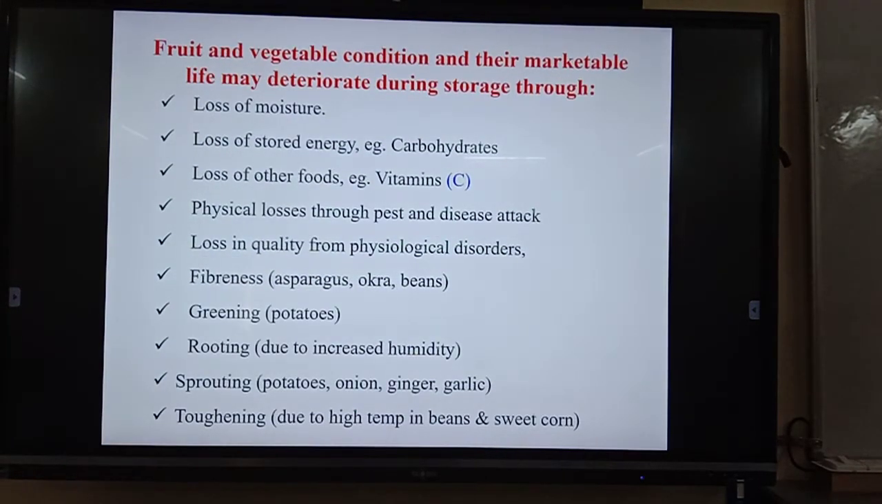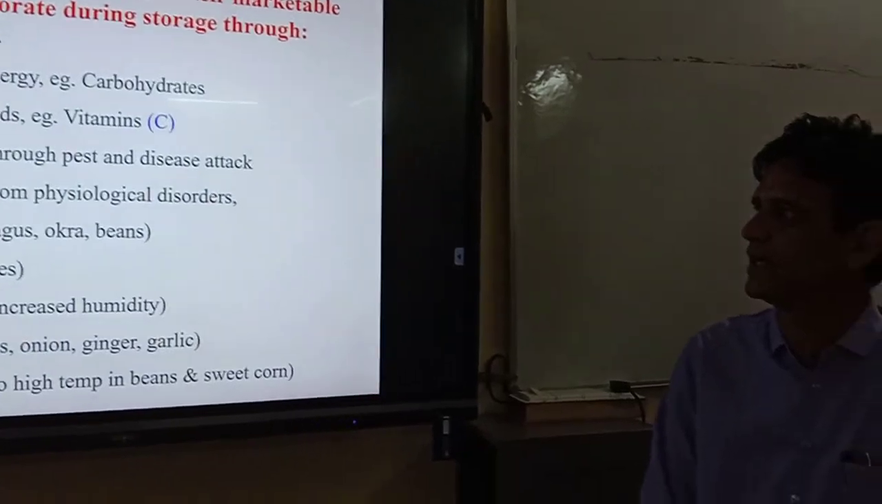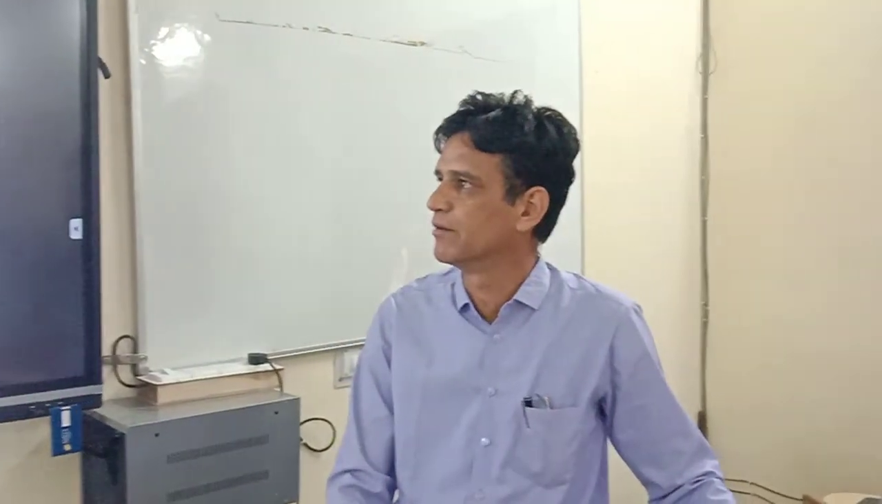Now if the storage system is not proper and not good, what kind of losses may occur? The first one is the loss of moisture. That is due to transpiration and more respiration. If there is more loss of moisture, then there will be less weight. So we have to reduce the physiological loss in weight, and that can only be managed at low temperature. If we apply a storage system in which the temperature is low, then there will be less loss of moisture.